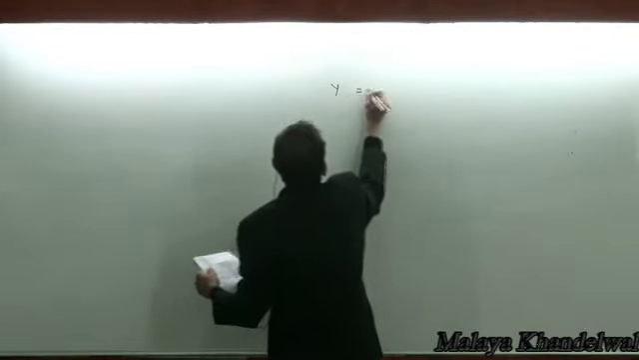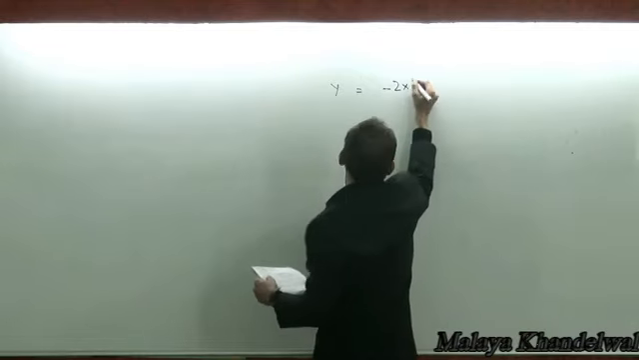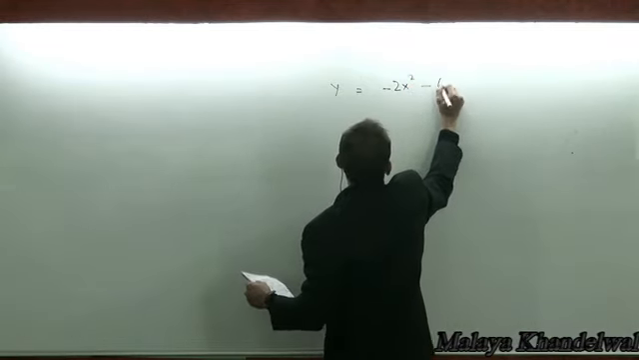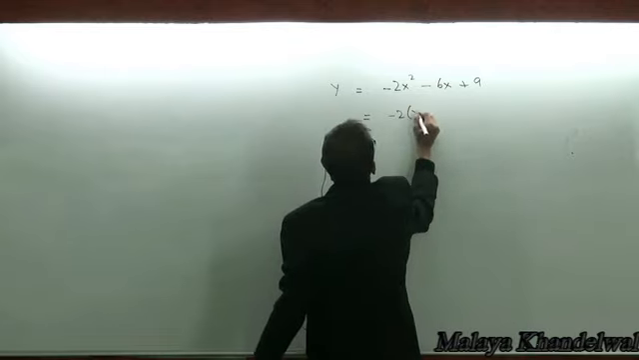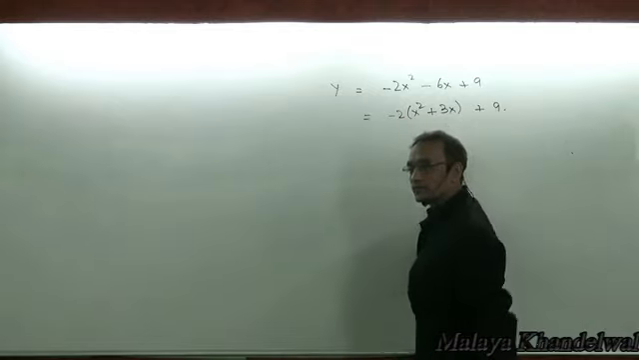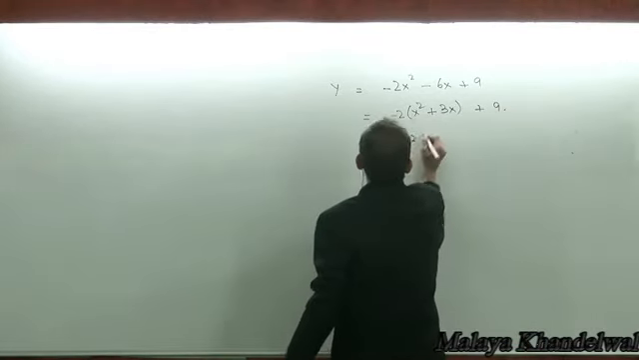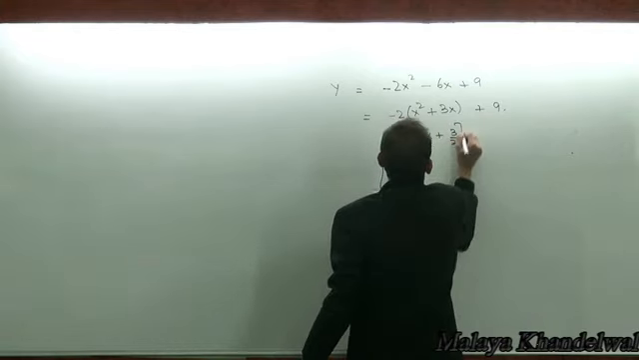Or if you were a little finicky, you could even do it from first. Even if you were in a junior class and didn't know much about parabolas, you could have just said minus 2x squared minus 6x plus 9. You could have written this as minus 2 into x squared plus 3x plus 9, right? Which could have been written as minus 2 into x plus 3 by 2 whole squared.